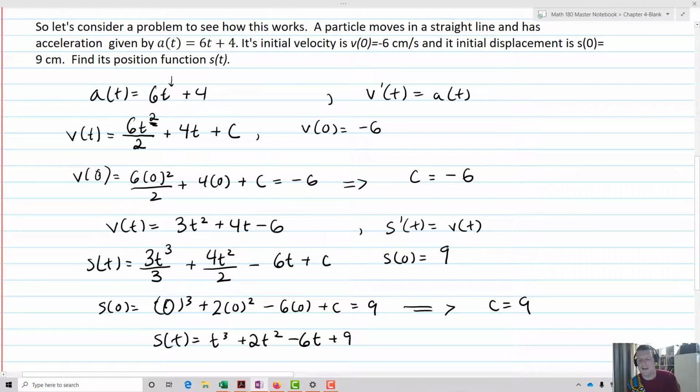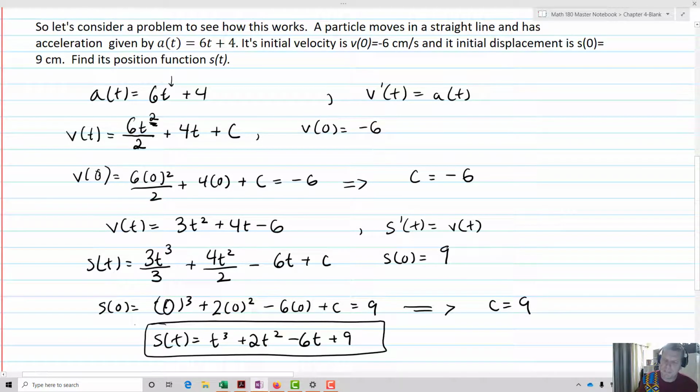And that's what we do. It's basically a matter of taking multiple antiderivatives. So there's my s of t, my position function. All right? A couple things to notice. Initial displacement means what's your position at time 0. Okay, so displacement is another way of stating position at time t.